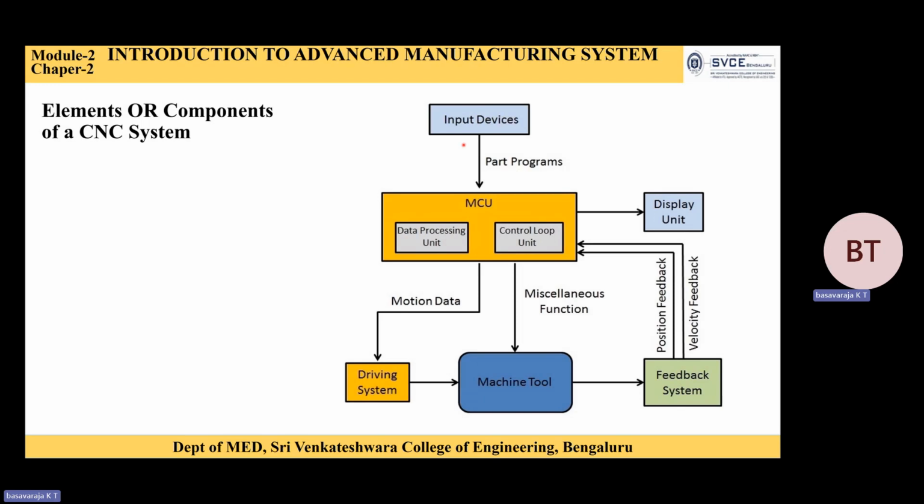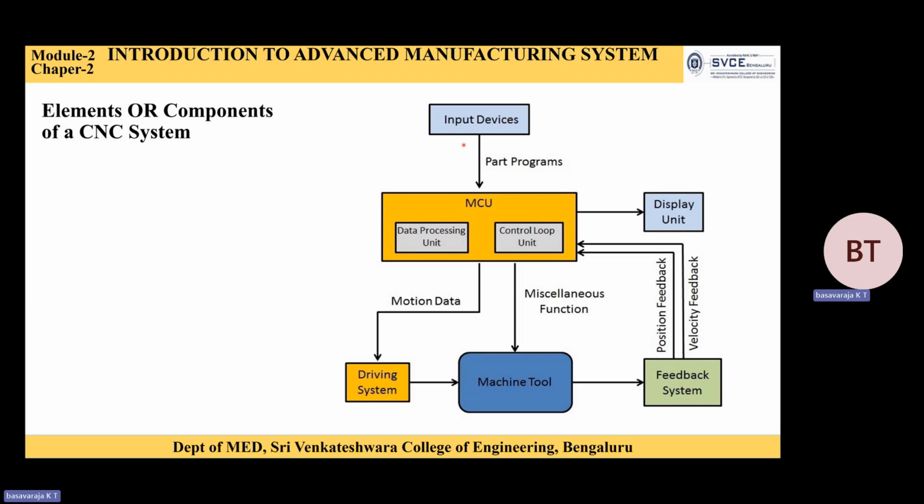Through programming, there are a set of codes like G codes and M codes, which are generally used to make the tool rotate at a particular speed. With the help of G code and M code, those set of instructions will be given through input devices to the MCU.